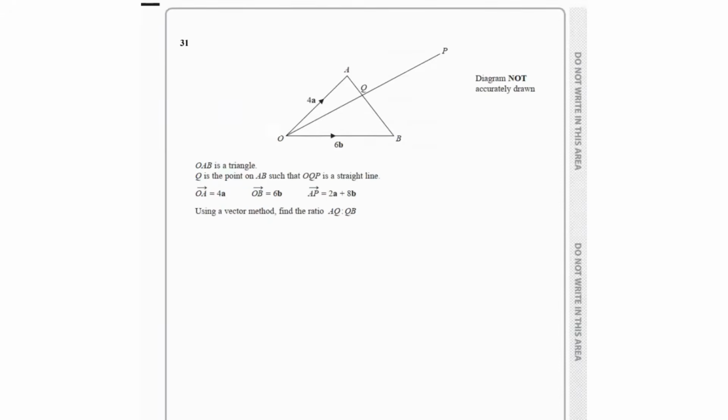Then vectors. So it says OAB is a triangle, Q is the point on AB such that OQP is a straight line. Vector OA is given as 4A, vector OB is given as 6B, vector AP is given as 2A plus 8B. Use the vector method to find the ratio of AQ is to QB. So for that, we need AB as well.